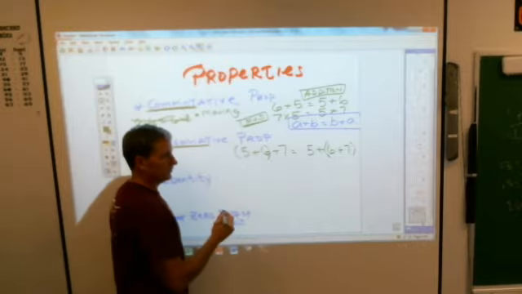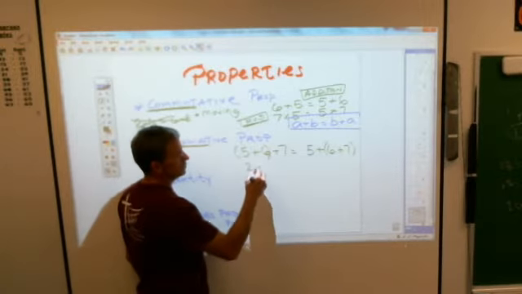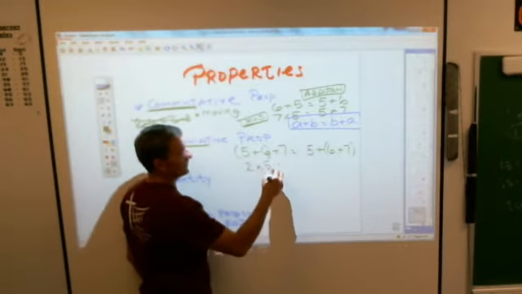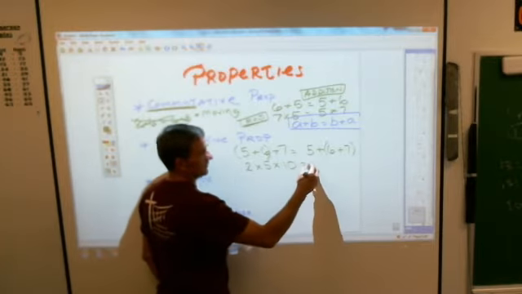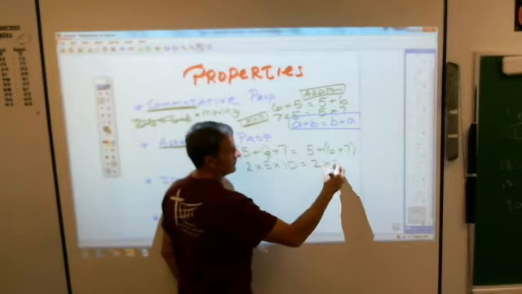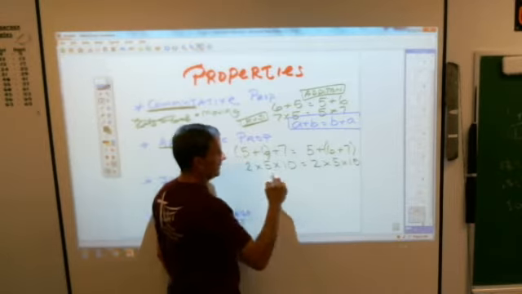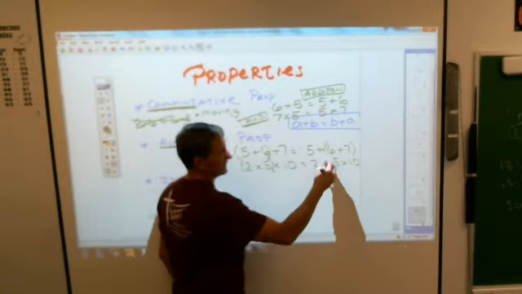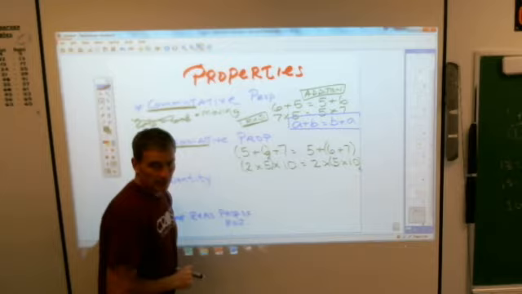And again, the same thing works for multiplication. 2 times 5 times 10 is the same thing as 2 times 5 times 10, and it doesn't matter which ones I associate together first, I still get the same answer.